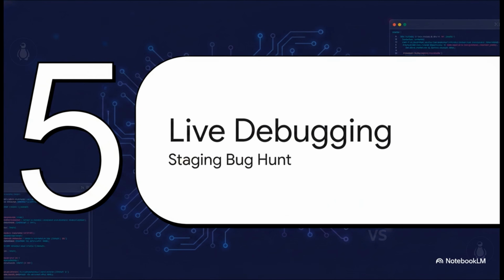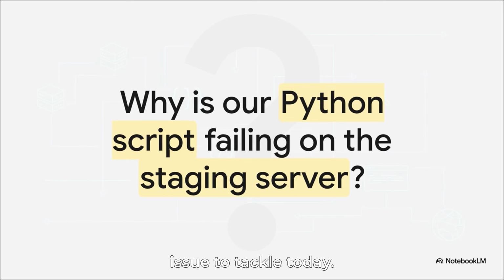Okay, Section 5. Time to put it all together with a live debugging scenario on our staging server. We've got a real issue to tackle today. We have a Python log processor script that is just silently failing on our Ubuntu 22.04 staging VM. No loud crashes, just not working. We're going to use our new remote SSH split screen setup to figure out exactly why.